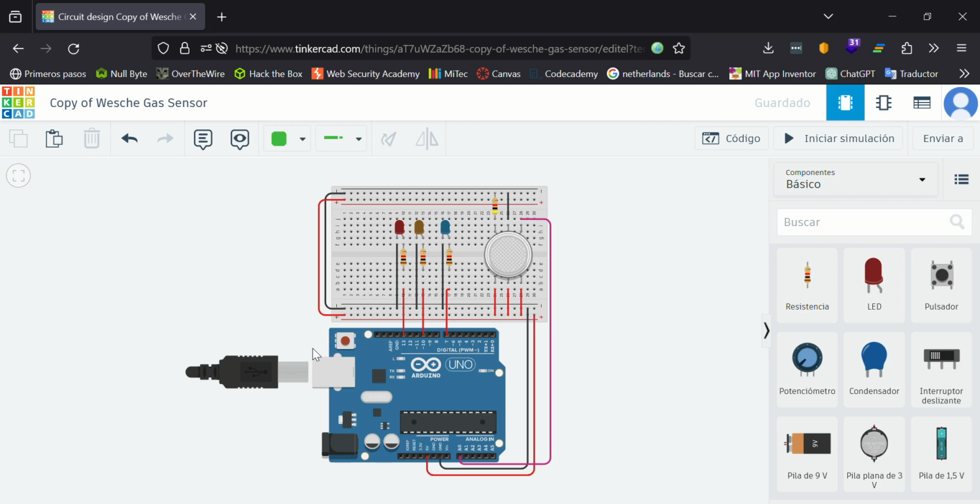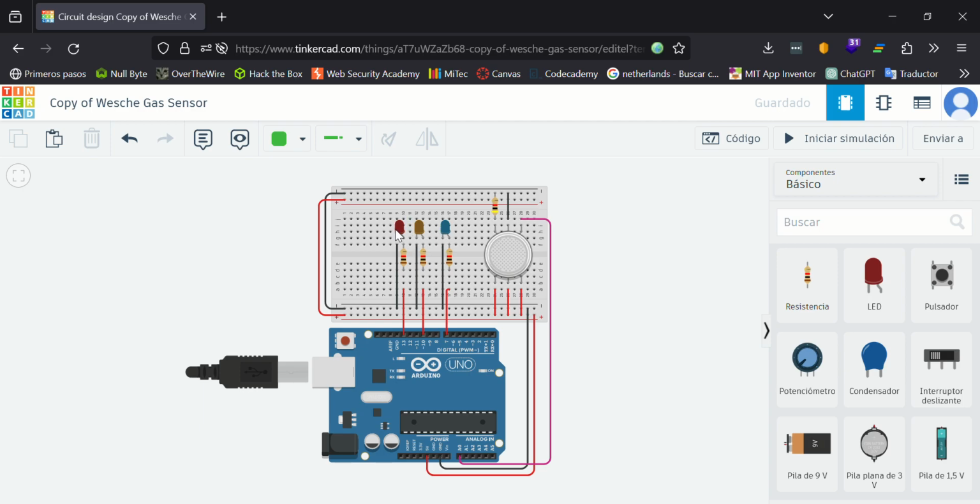As you can see, the circuit consists of my usual Arduino, the gas sensor that is this component over here, and three LEDs that we're gonna use to indicate the amount of gas that is in the environment. The three LEDs can be of any color you want, but I recommend you to put it as red, yellow, and either blue or green to indicate the level of intensity, where red will be the strongest or more harmful one.